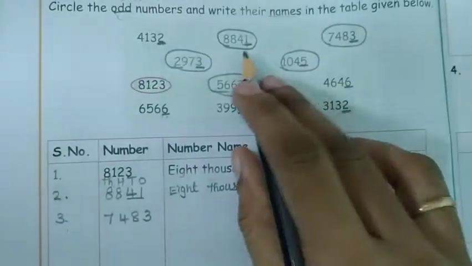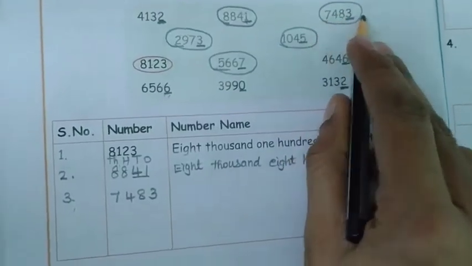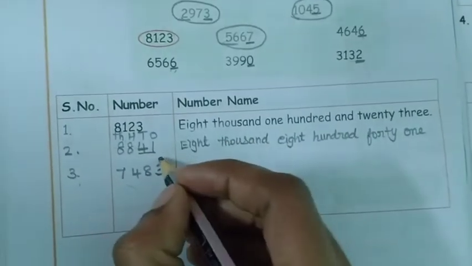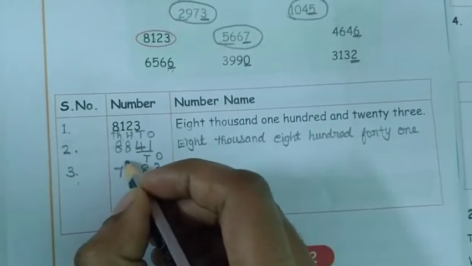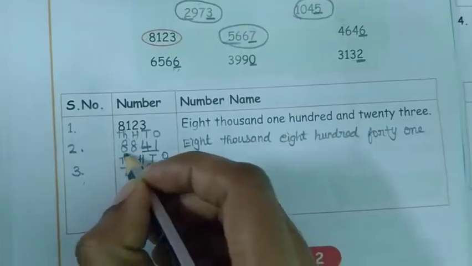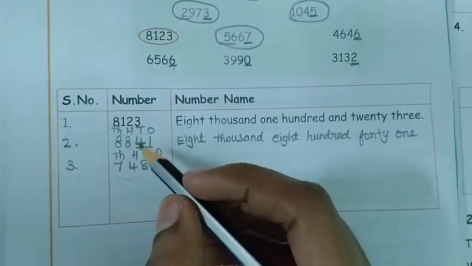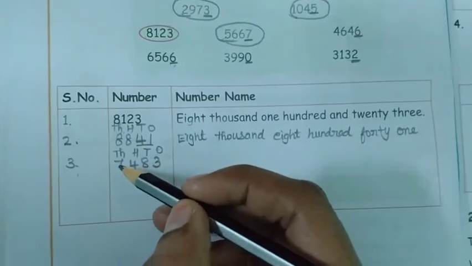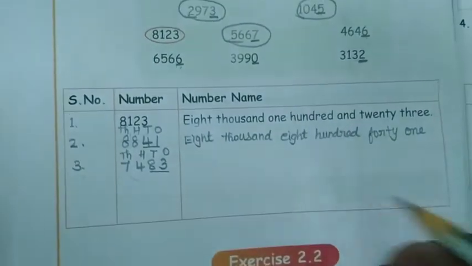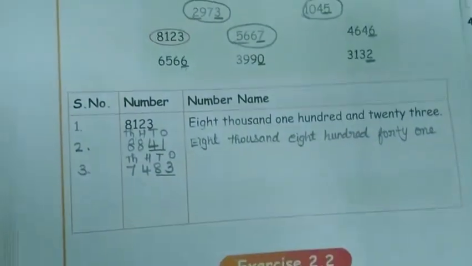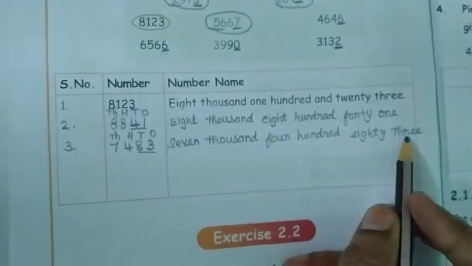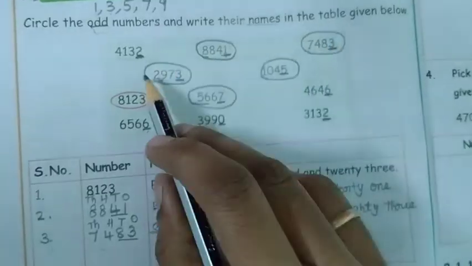Next, what is the next circled number? 7483. Now we want to write the number name for this number, same like that. Ones, tens, hundreds, thousands. Now say the number name. 7483.